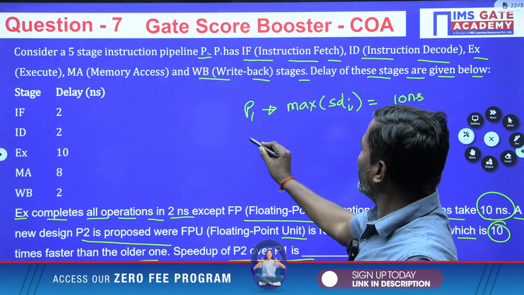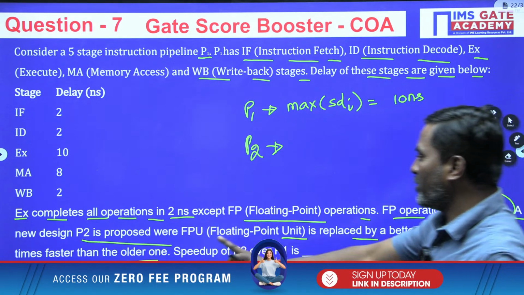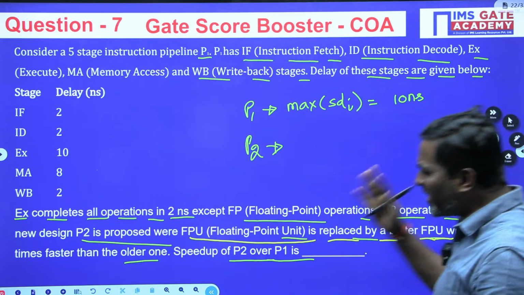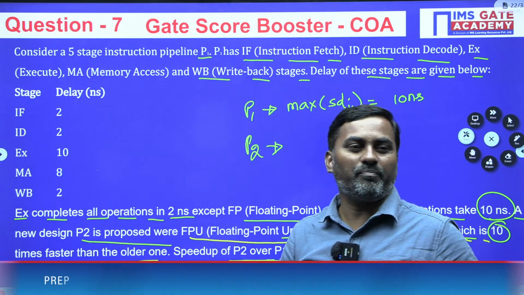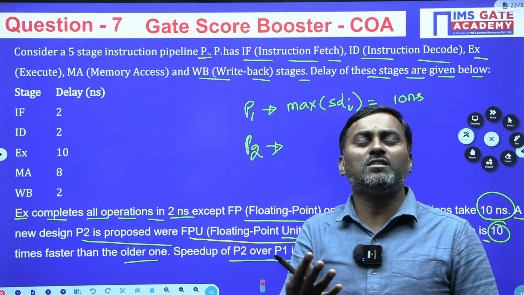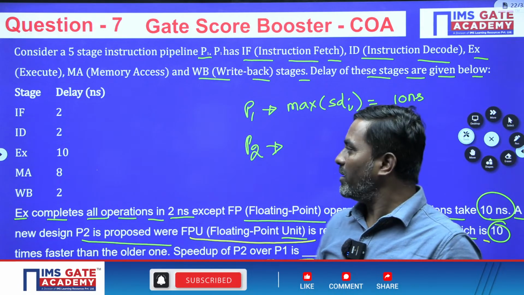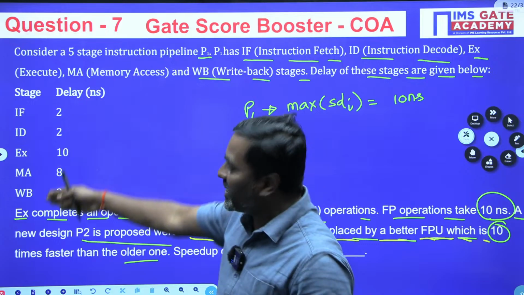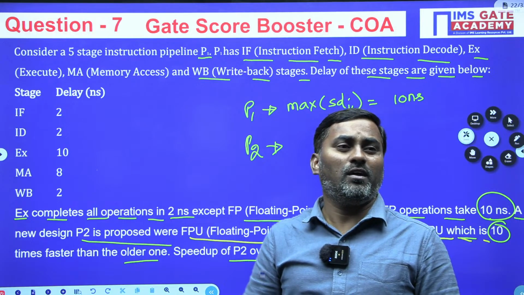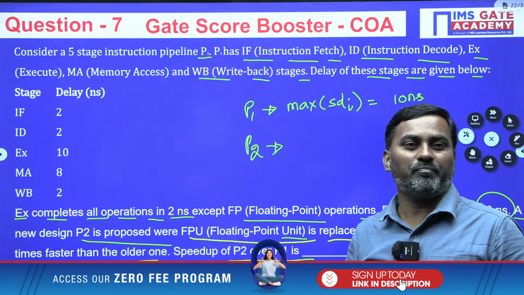Okay. Now they use the new design, P2. The new design P2 is proposed where floating point is replaced by a better floating point which is 10 times faster than the older one. Compared to P1, in P2 the execution stage is 10 times better for the floating point operation. So first P1: stage delay is given. Maximum stage delay is the slowest delay each instruction takes, right? Buffer overhead is not given. Every instruction can complete with this 10 nanoseconds.